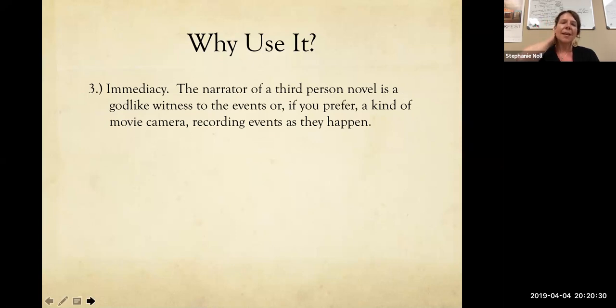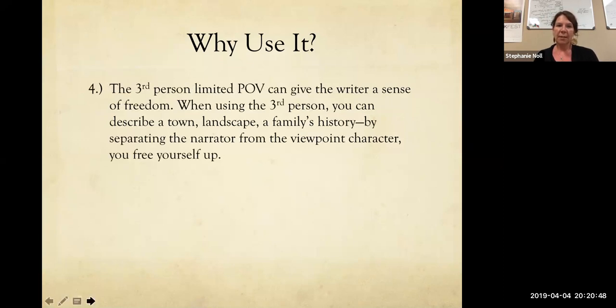There's this immediacy. The narrator of a third-person novel is a godlike witness to the events, or a movie camera recording events as they happen. Not unlike the I point of view, really. There's a similarity there between the I and the third person in immediacy. But it can give you a sense of freedom that the I might not give you, right? So when using the third person, you can describe a town, a landscape, a family's history, and you could separate the narrator from the viewpoint character, and you're freeing yourself up, right?